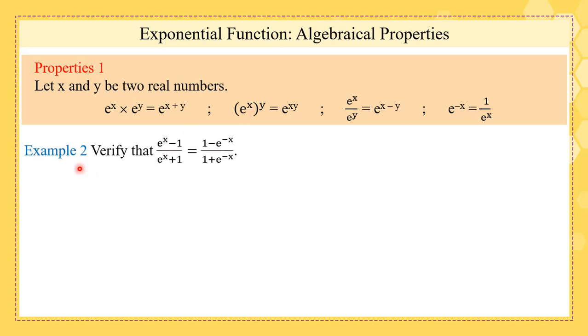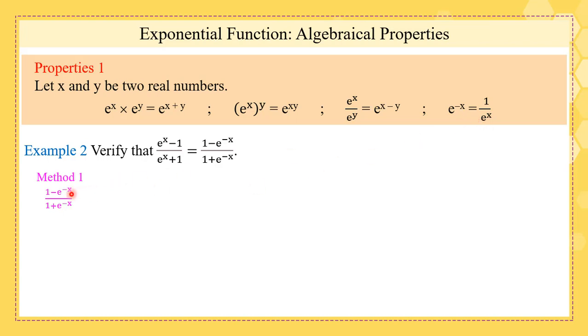Let's see the second example. Verify that this quantity is equal to that one. We will see it in different ways. The first method: if we take the right hand side here and we go on until we get the left hand side, here I advise you to write e to the power minus x as 1 over e^x and try to simplify.